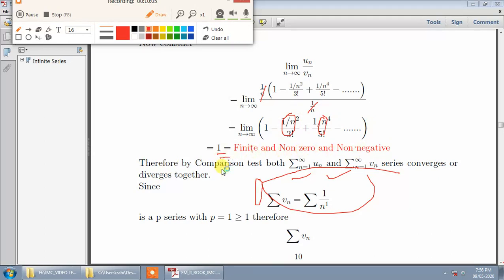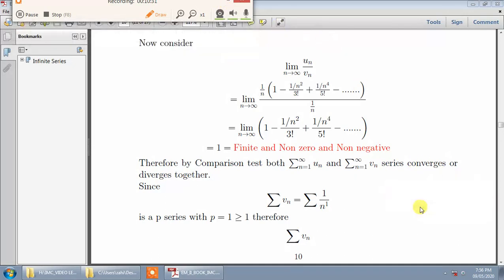Therefore, by comparison test, both summation un and vn converge or diverge together, and you will find that summation vn, which is equal to 1 upon n raised to 1, is also a p series with p greater than or equal to 1. So p is equal to 1, the series diverges. So if summation vn diverges, summation un also will diverge. So both series here will diverge. Okay, so the given series diverges.